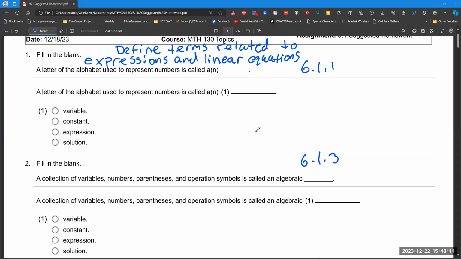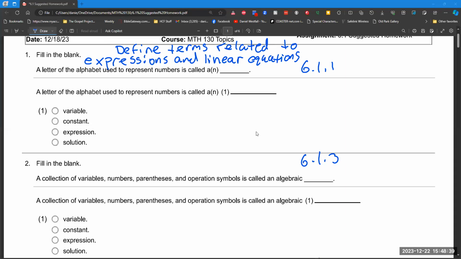In this video, we are going to define terms related to expressions and linear equations. These problems will be like those from 6.1, numbers 1 through 9 odd, and they are just fill in the blank questions. So I'm showing you the question on here and filling it in on my worksheet. Since there's no work to work out, I'm not using the whiteboard today for this video.